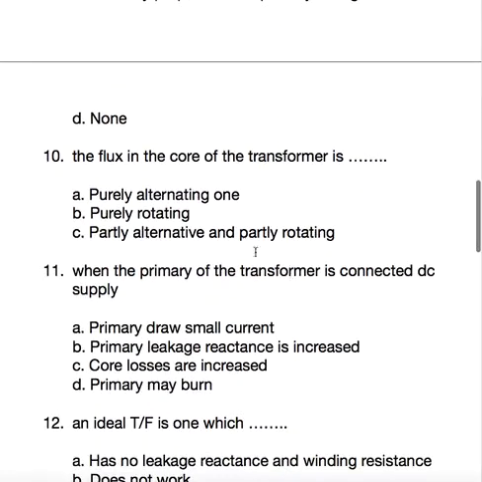Okay. The flux in the core of a transformer is dash. As I said in the first question, the transformer works only on the AC supply, so the flux will be purely alternating. If the power supply is alternating, the flux produced is also alternating.